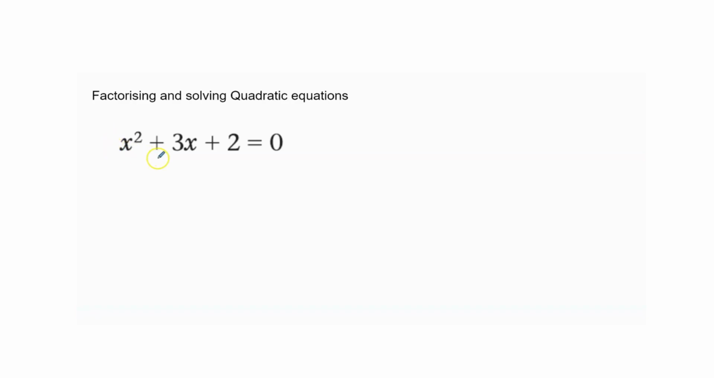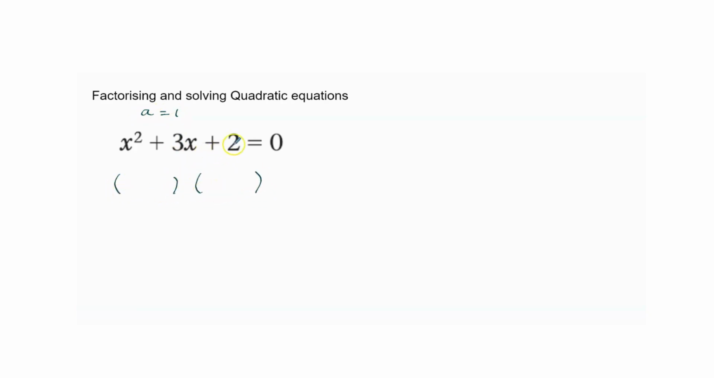Here we have x squared plus 3x plus 2 equals 0, and you're asked to factorize and solve this equation. Well, if you notice, the coefficient of x squared is equal to 1. So a here is equal to 1. So we can factorize this straight away without any problems.